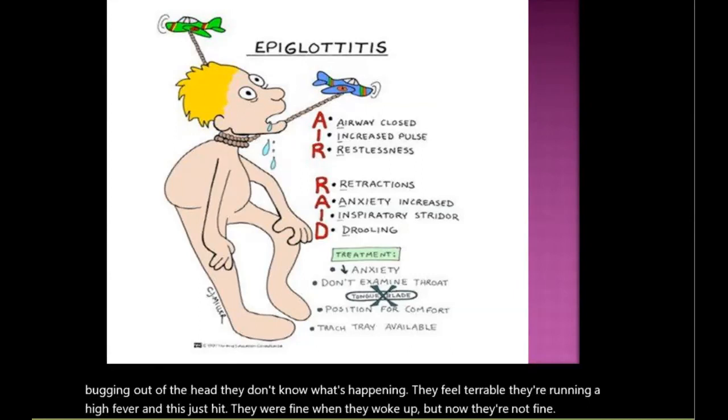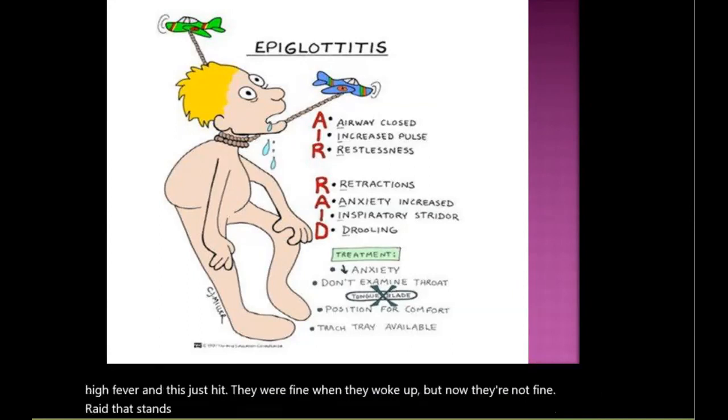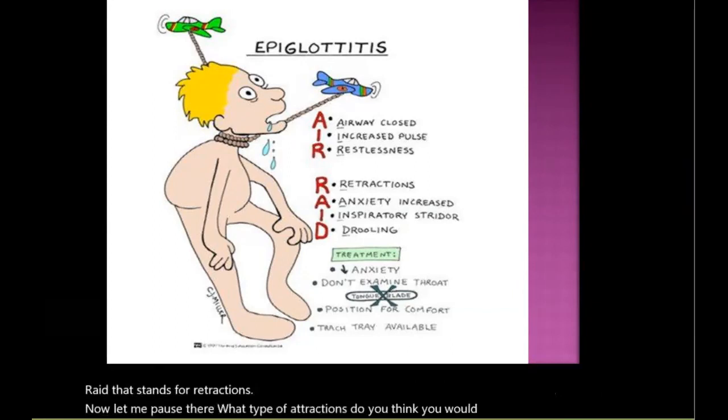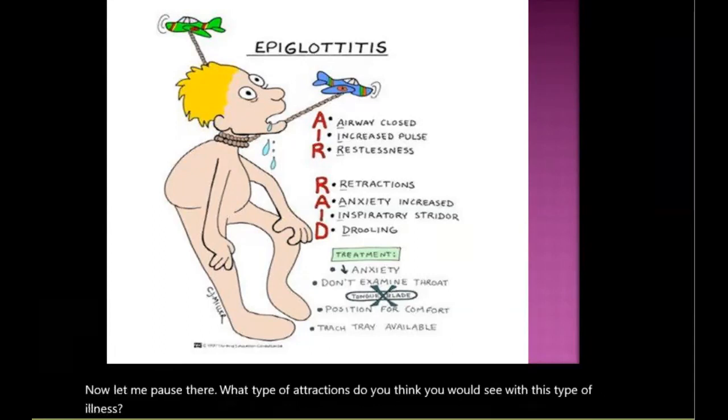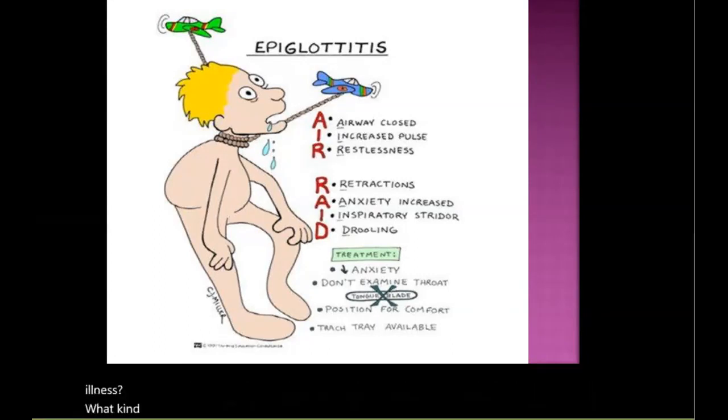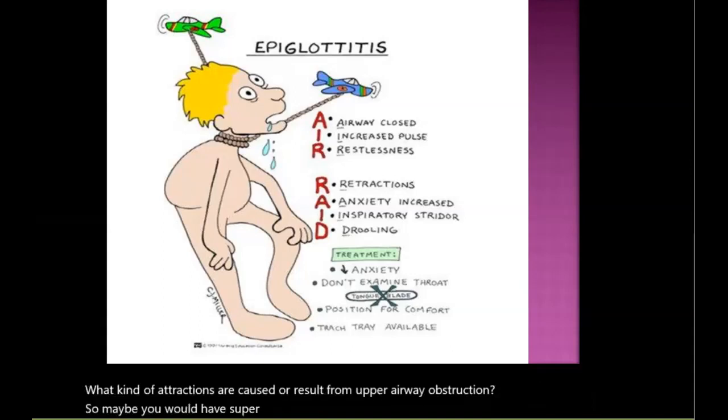RAID, that stands for retractions. Now, let me pause there. What type of retractions do you think you would see with this type of illness? What kind of retractions result from upper airway obstruction? So maybe you would have supraclavicular retractions, suprasternal retractions, just throwing that out there. Retractions, anxiety increased, inspiratory stridor.